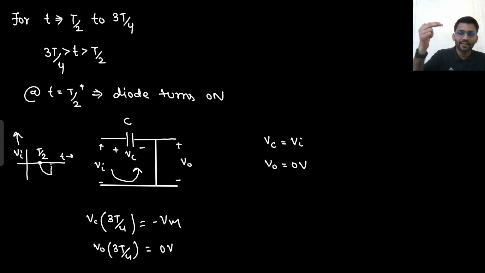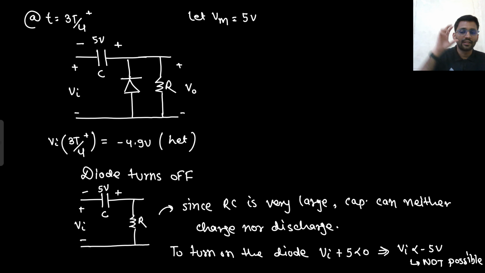Now what is happening? The input voltage is negative. That means the diode will turn on. If the diode turns on, the output voltage is 0, but the capacitor is following the input voltage. That means the capacitor is charged in the negative direction. Now it is charged till minus 5 volt. Now if the input rises up, that means input is minus 4.9 volt, then minus 4.9 plus 5 means the diode will be off. If the diode is off, to turn on the diode, we need the input voltage to be lesser than minus 5 volt, which is not possible.